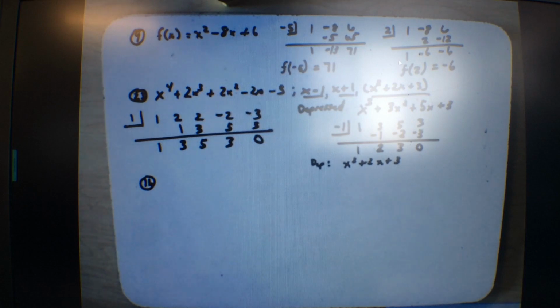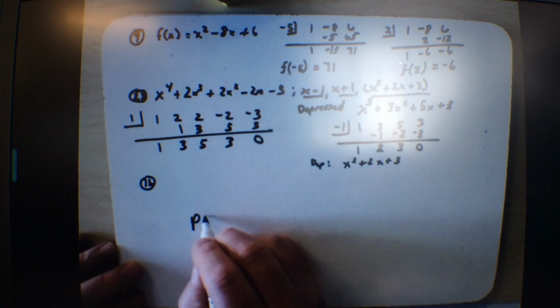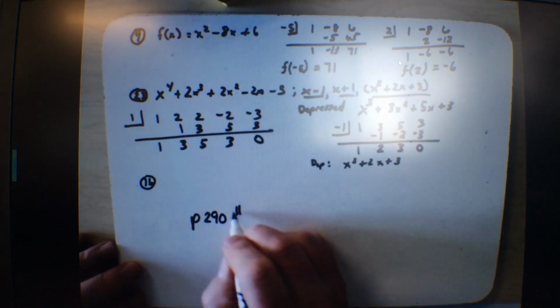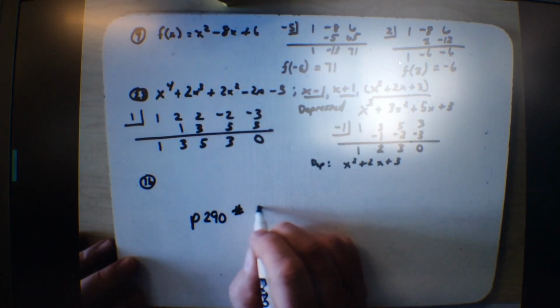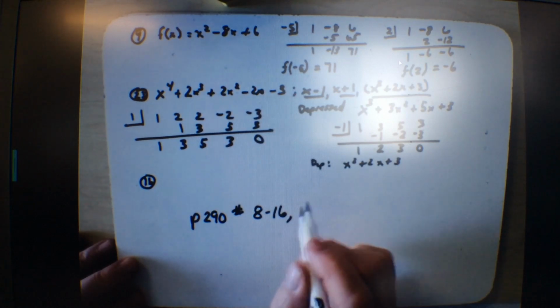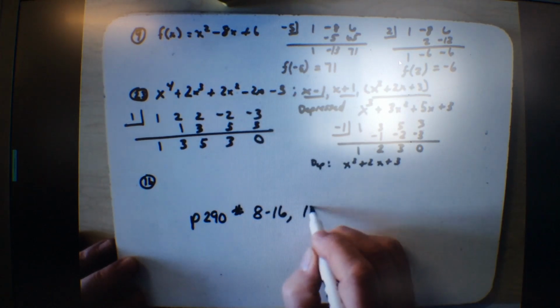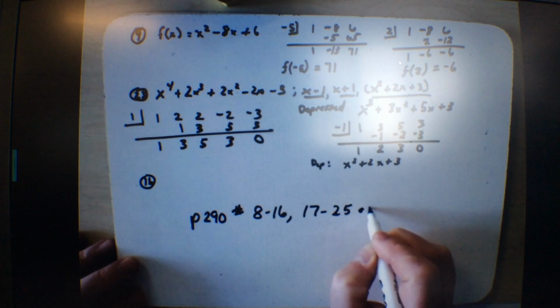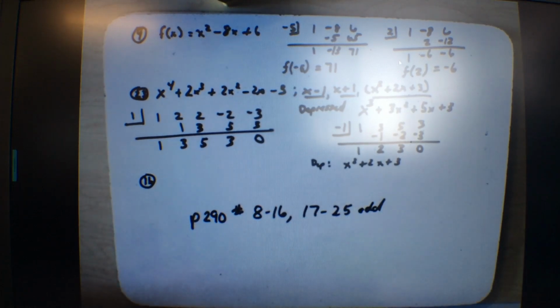Okay, so your assignment for Tuesday, make sure you write it down: page 290, numbers 8 through 16, 17 through 25 odd. It's due Tuesday. Please work on it at least to the end of the period so that you have a little bit of knowledge in your head about it, because I don't want to redo this. Now, if you ask me how to do it on Monday, I'm going to say watch the video.